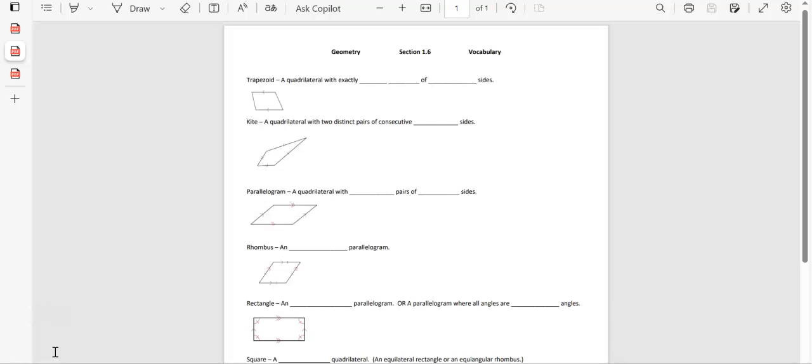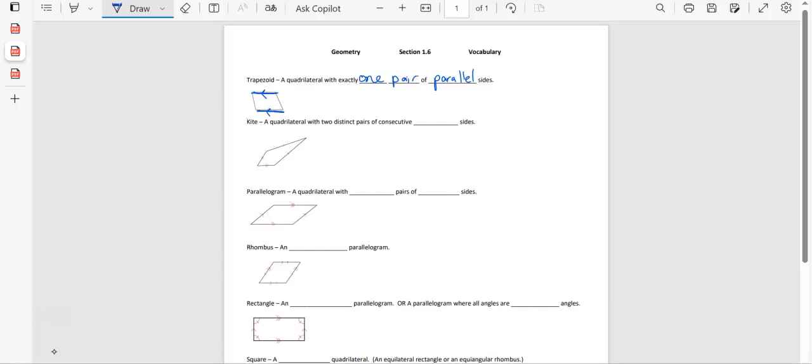A trapezoid is formed when we have exactly one pair of parallel sides. So this is an example of a trapezoid here. We can see that with those little arrows, that is telling us the sides are parallel, and only one set of the sides are parallel. So the other two sides can be sort of anything, but they're not going to be parallel to each other, and that's the big distinction.